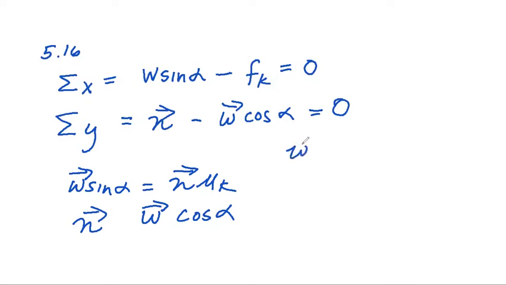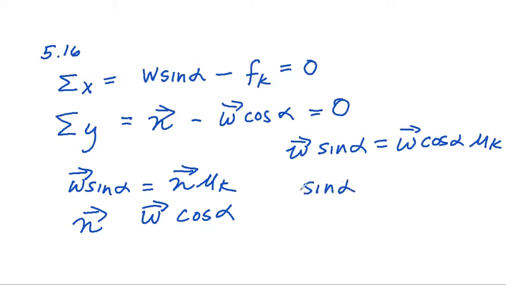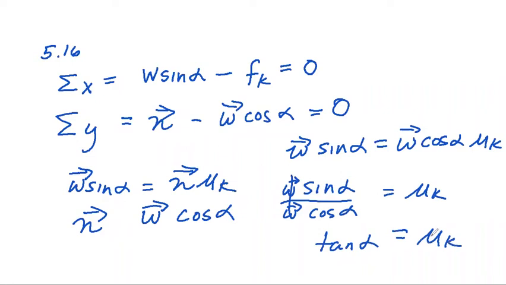So W sine alpha equals W cos alpha mu K. So let's see, I'm going to divide through by cos alpha, and W sine alpha over W cos alpha equals mu K. So tangent alpha, these guys go away, equals mu K. So there's the angle in terms of mu K.